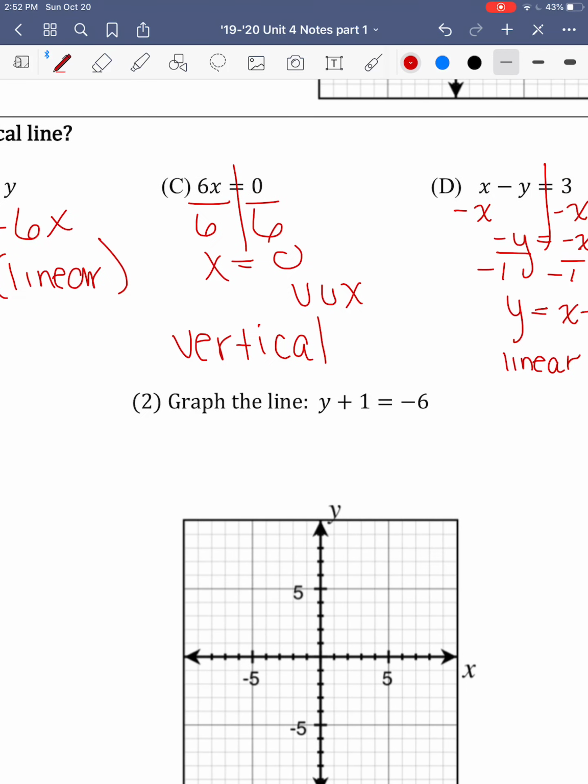And then in number 2, you always have to get y by itself. So I subtract 1. I'm literally left with y equals -7. So hopefully you're thinking, oh, that's a HOI. That's horizontal, passing through that number on the y-axis. So I go to -7, I know it's a horizontal line, and there's your graph.